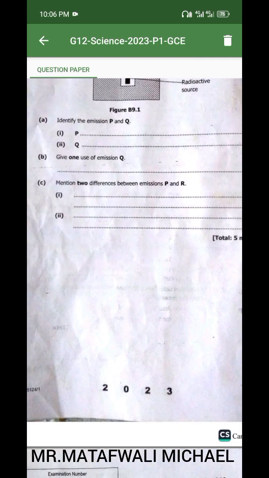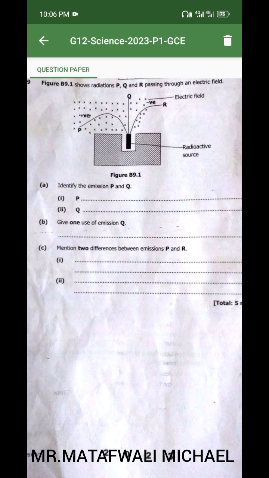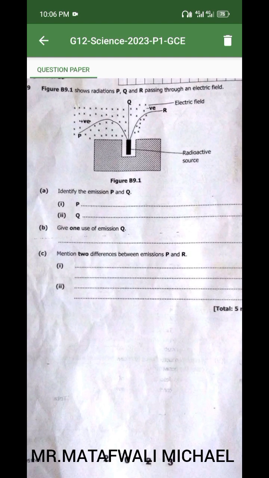Then we move on to the last question, C. Mention two differences between emission P and R. Emission P and R. P we said is an alpha emission, and R is a beta emission.